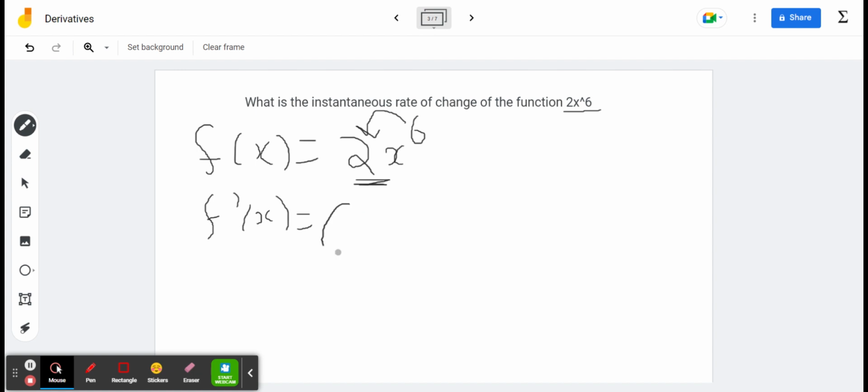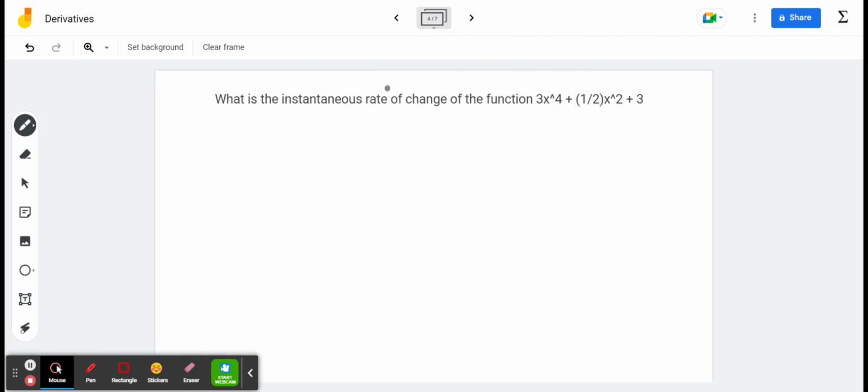So 6 times 2 times x, and then we're going to subtract the exponent by 1. So 6 minus 1 is 5. And now we're multiplying our coefficients. And what's 6 times 2? It's going to be 12. So our derivative of 2x to the sixth is 12x to the fifth.